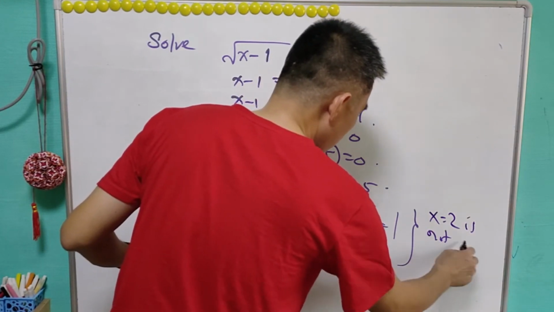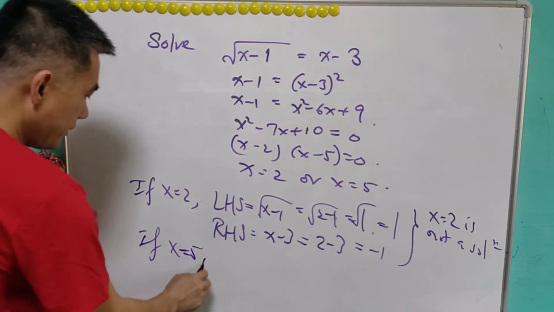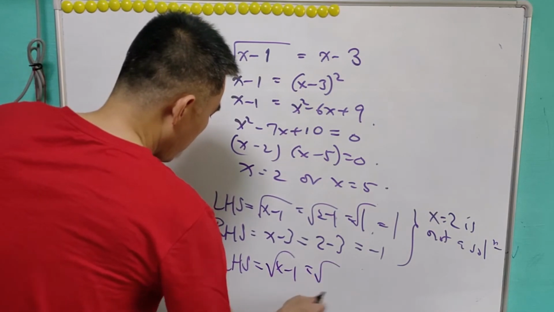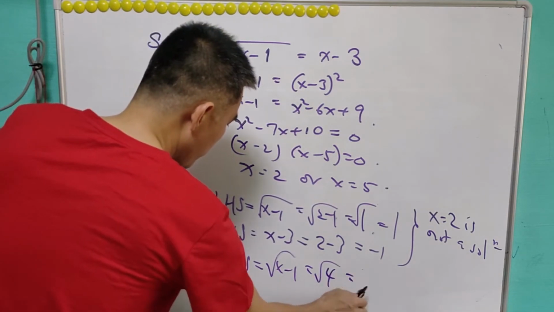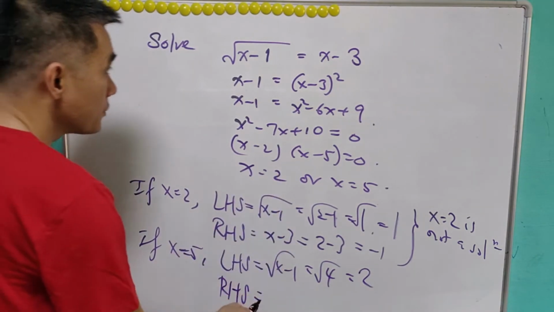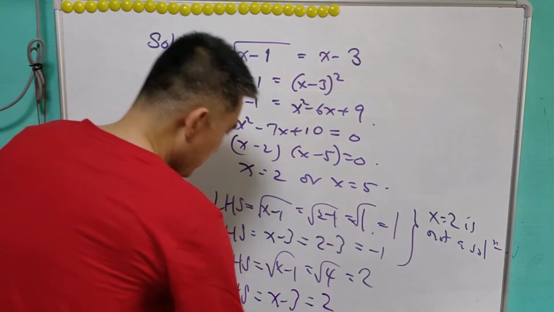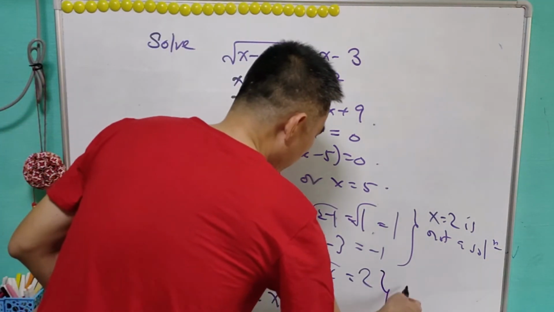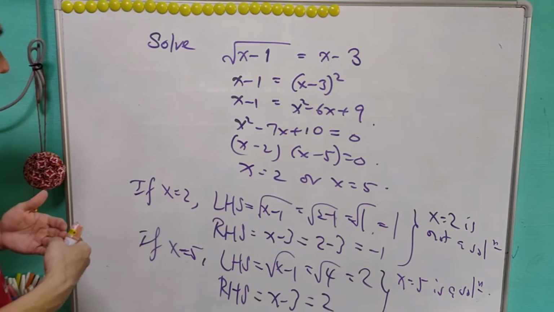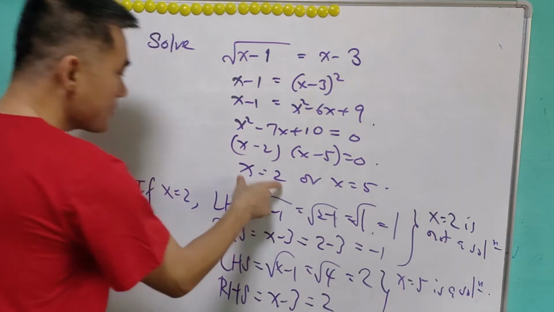Now if x equals 5, the left hand side is square root of x minus 1, that is square root of 5 minus 1, that is square root of 4, which is equal to 2. And the right hand side is x minus 3. Substituting x equals 5, it is equal to 2. And therefore x equals 5 is a solution. And the same question arises: why do we have this extra answer here?